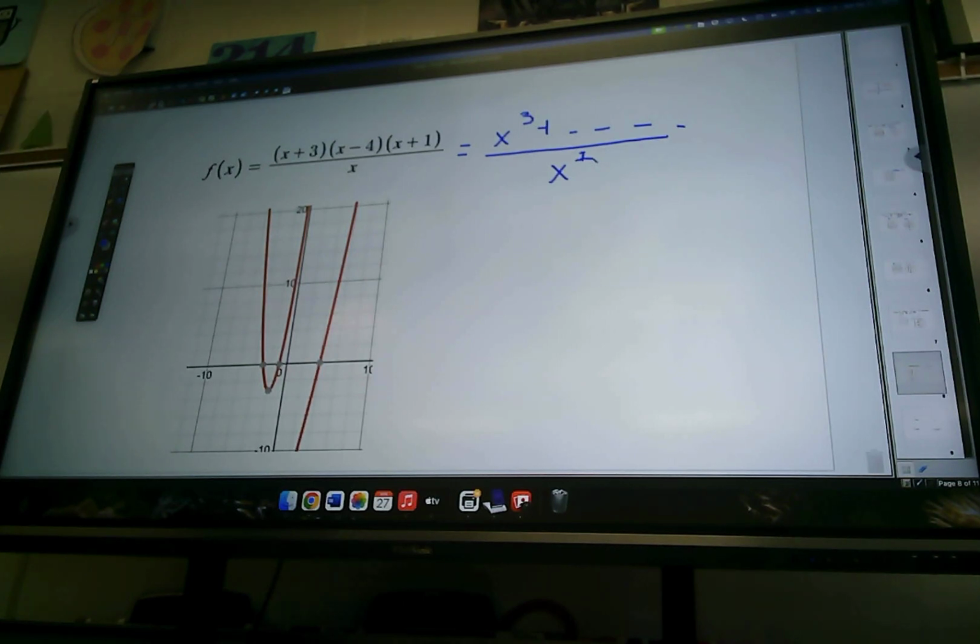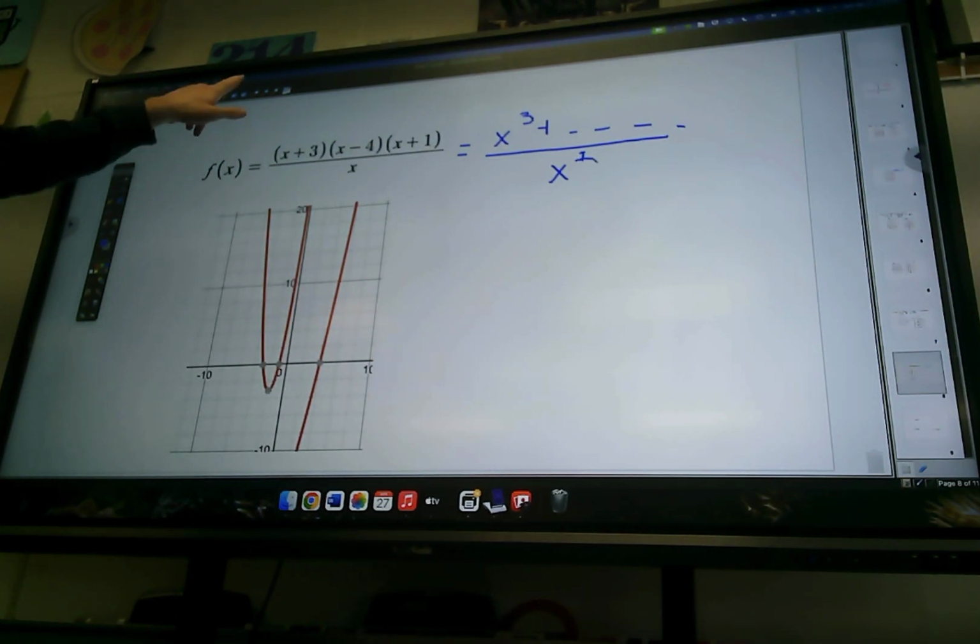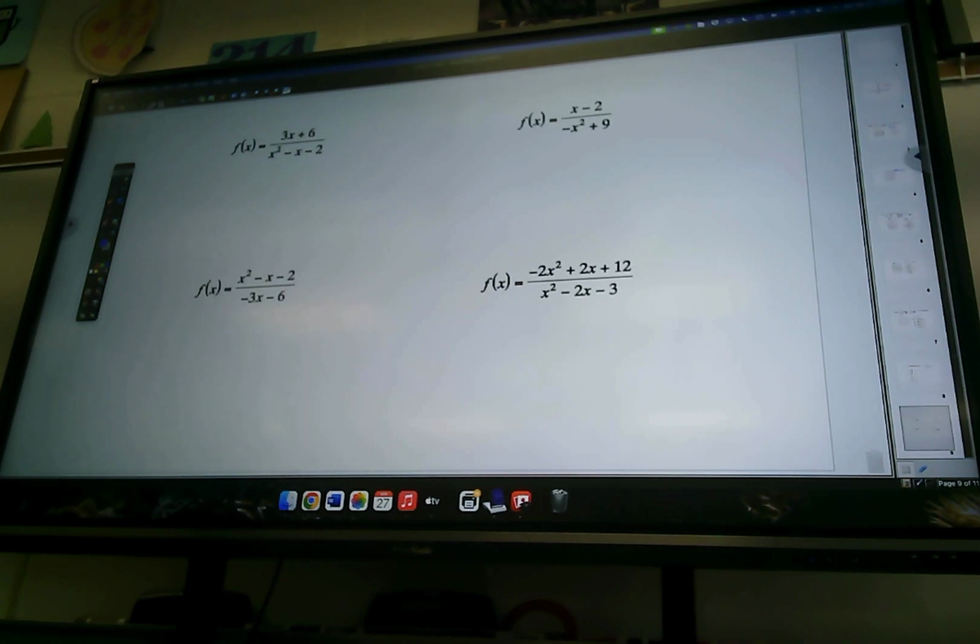Okay, so horizontal asymptotes is just about finding where the degree is larger. Top, bottom, or are they equal? Now, what we're going to do is take a look at different ones, and ask what are the degrees of the numerator and the denominator, and what does that mean about my horizontal asymptote?